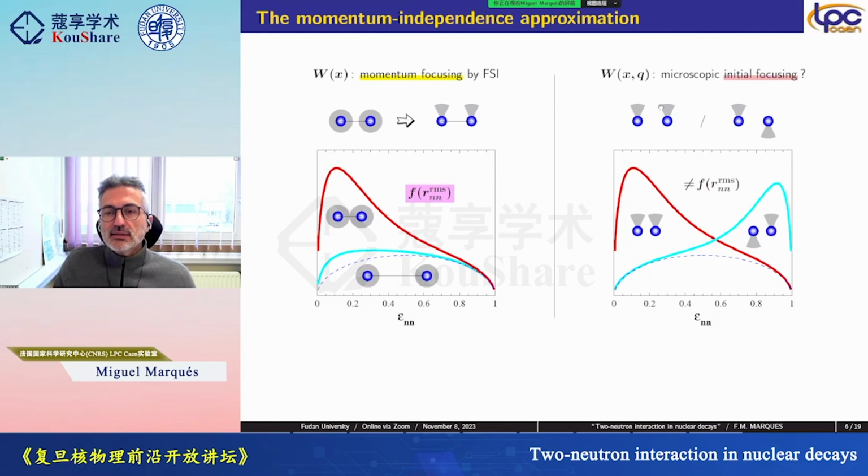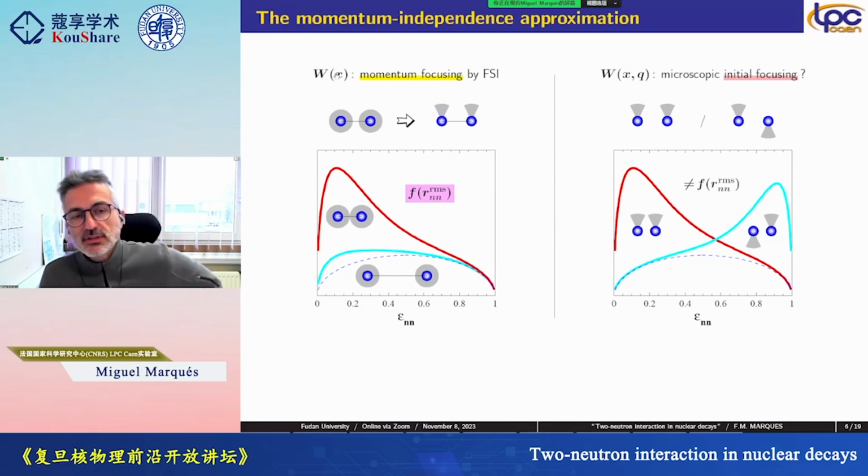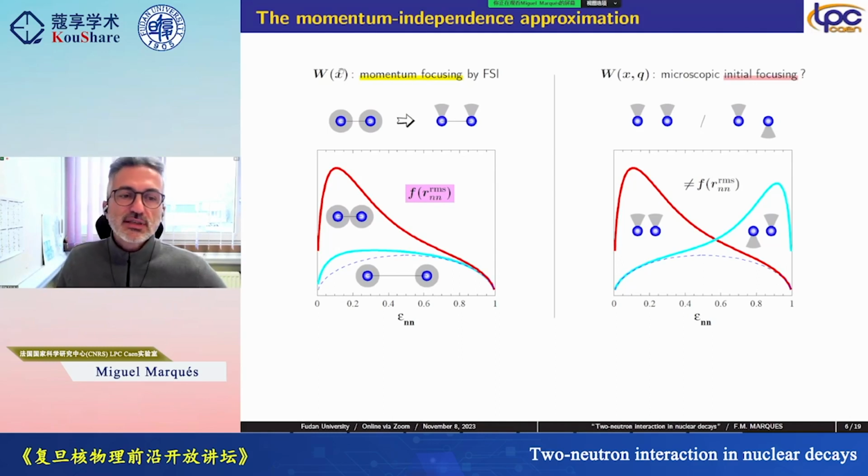On the other hand, if you have a microscopic correlation, the source depends on the relative distance, but also on the relative, X here was the relative distance, not the relative energy. So this is the source of the neutrons, the geometric source. So here, if the source depends on the relative distance, but also the momentum of the neutrons, then you can have a microscopic initial focusing.